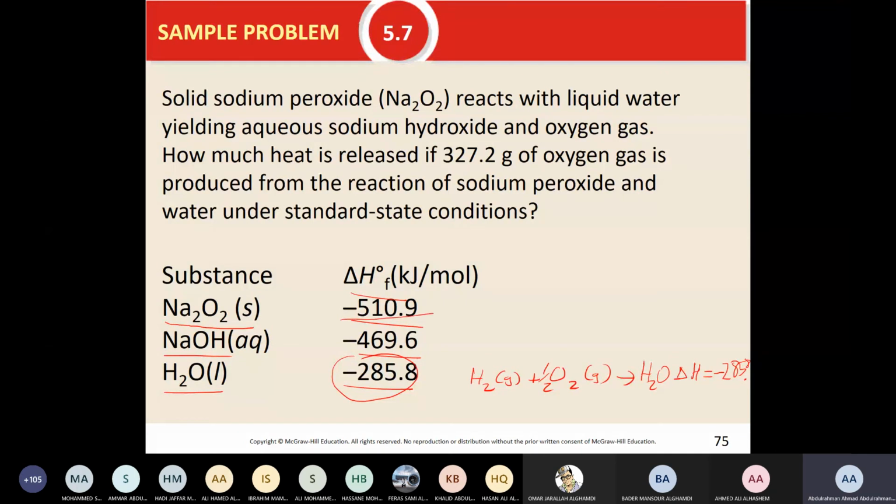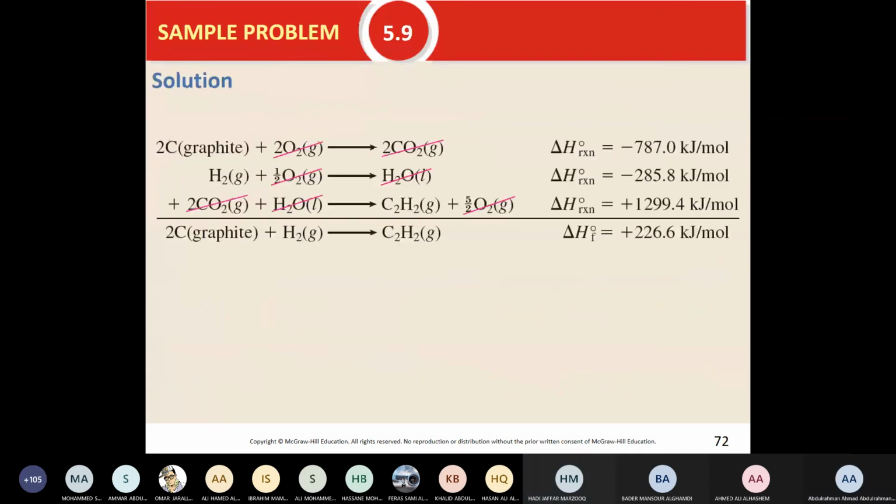Next, let's do it for this one. What's the reaction that you're going to write for Na2O2? Na solid plus O2 gas to give you 1 Na2O2. What will be the heat? You should multiply 2 for the solid. Exactly. Don't forget this. This is equal to minus 410.9. I hope this is clear.